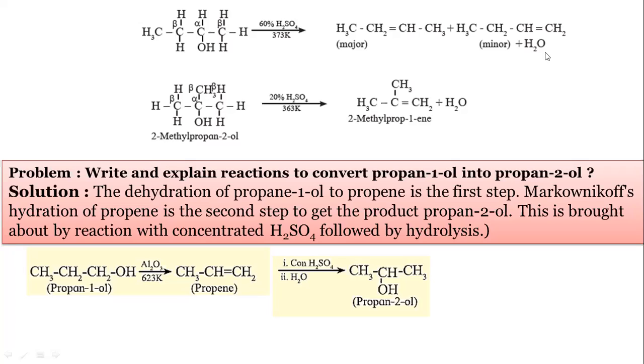See, this is the minor one, and this is the major one, because two CH3 groups are bonded to the carbon-carbon double bond, and in this there is only one. Sorry, in this there is no CH3 group. So this is minor, and this is major. So this is the dehydration of alcohols.